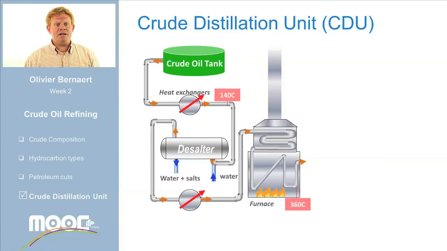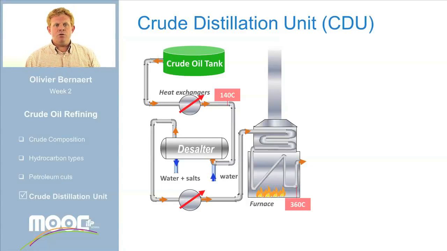A desalter is in fact a big horizontal vessel. We can compare this equipment with a washing machine. Fresh water is mixed with the crude to really wash the crude and eliminate all the salt and sediments with the water. Because of the density difference between water and crude oil, we recover the water, including the salt, at the bottom of the desalter, and the crude at the top of the desalter.